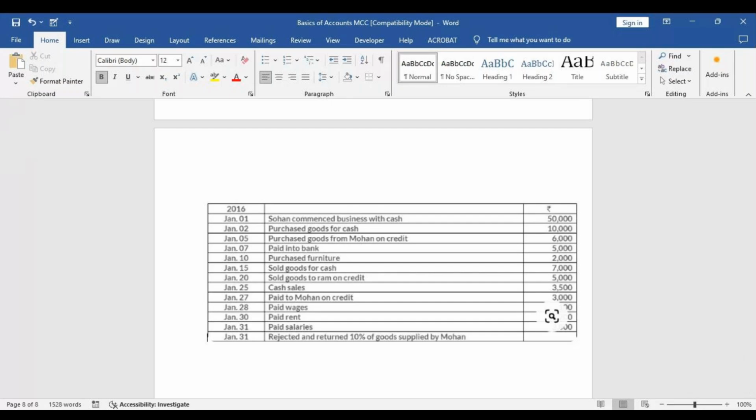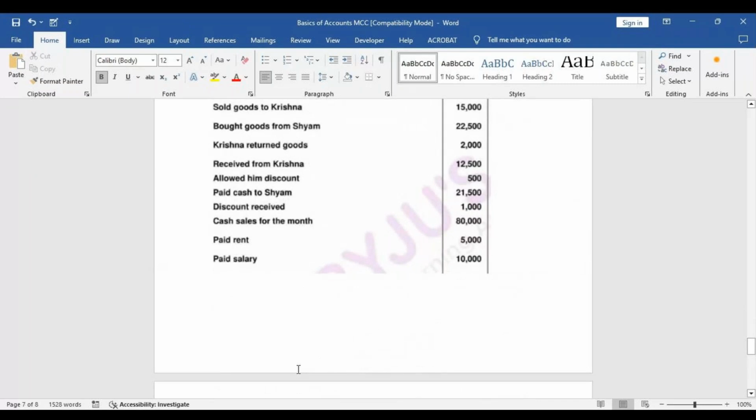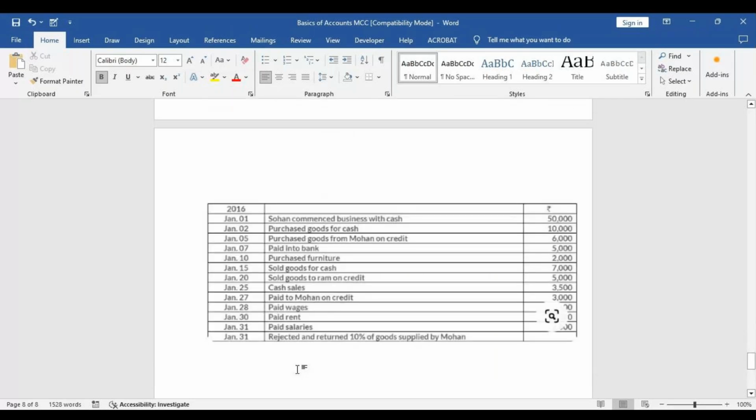You can send it in the group. Yeah, I think most of you have done. Please send it in the group one by one. One by one is sent. And then you can go with the next one.